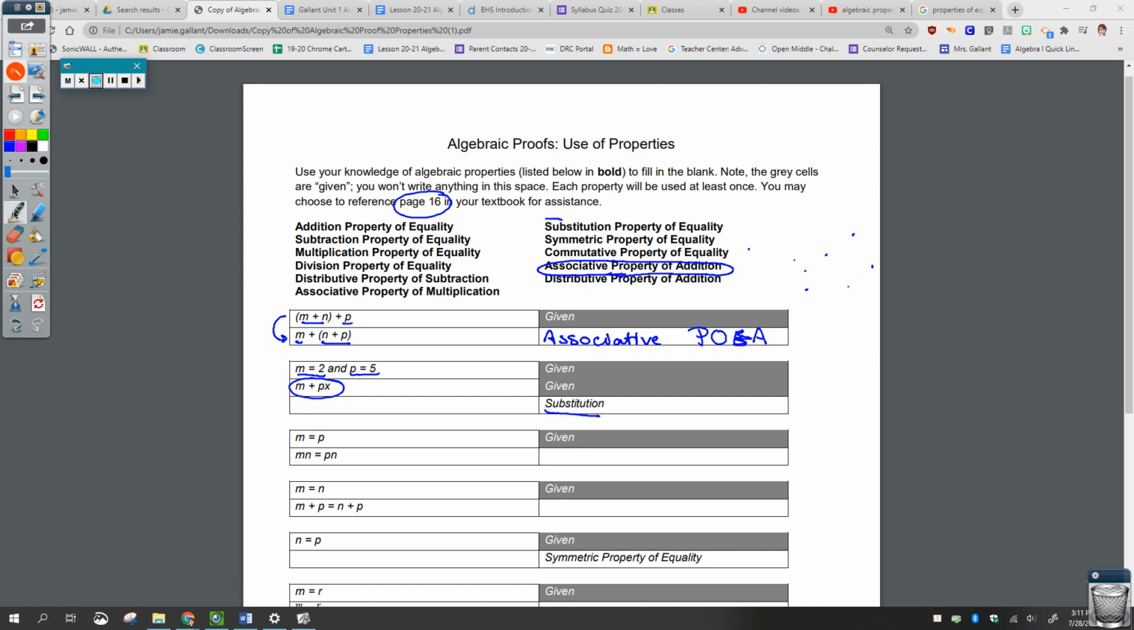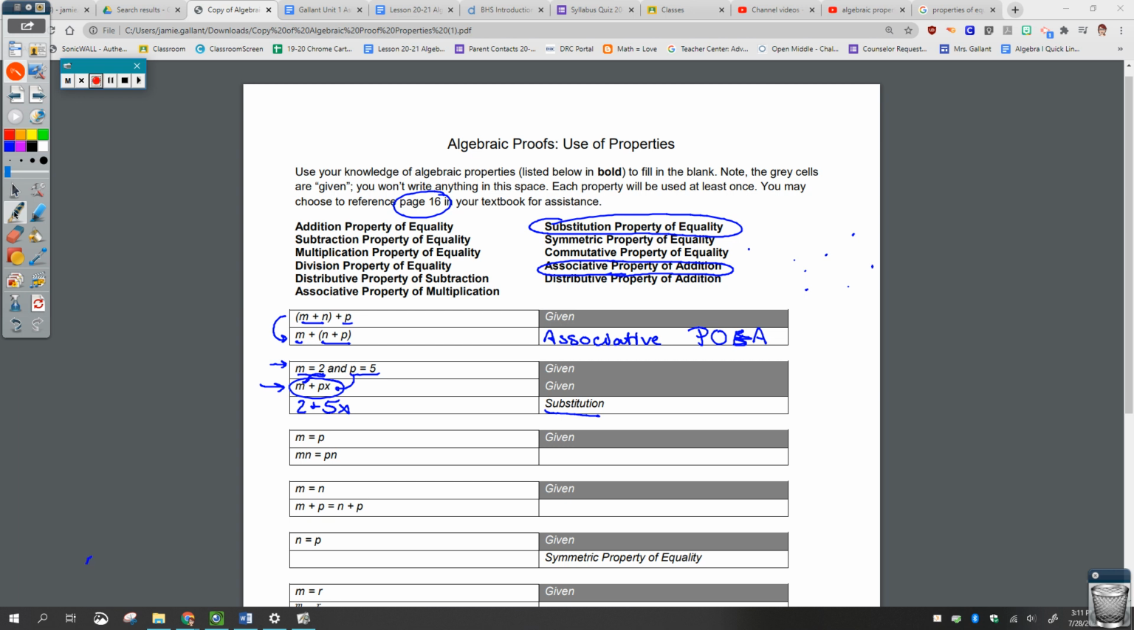So we have this right up here, the substitution property of equality. Think about the term substitution. If I have a substitute in class, that means that she is taking the place of me. So we're going to have these numbers take the place of our variables. So we have 2 plus 5x. I substituted 2 for M and 5 for P. So that's the substitution property of equality.